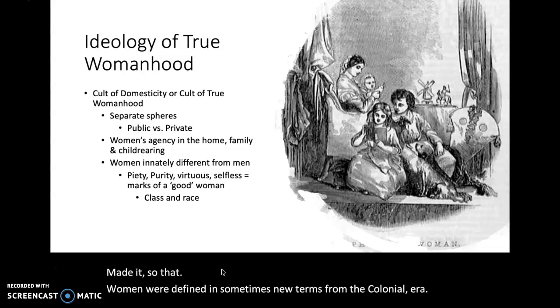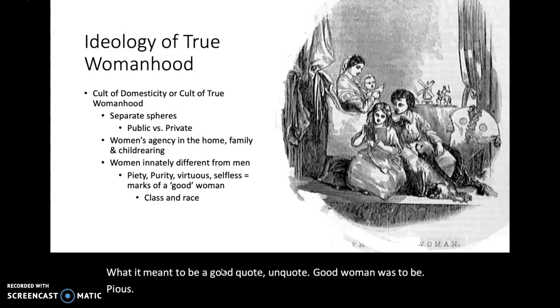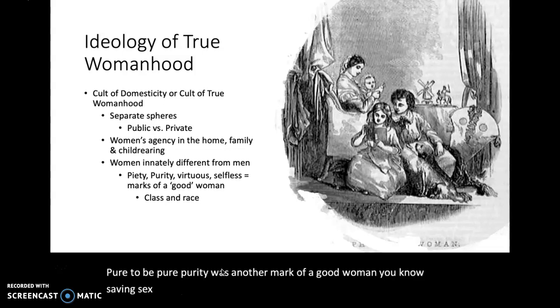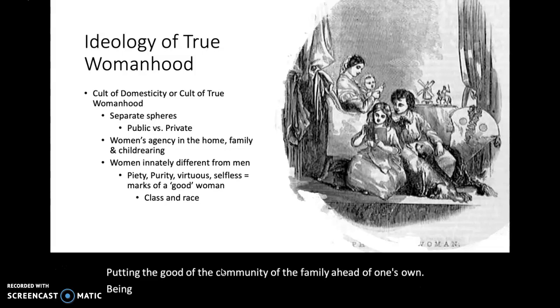What it meant to be a good, quote unquote, good woman was to be pious, to be very Protestant Christian, follow the Bible, be the moral compass to the family. To be pure. Purity was another mark of a good woman, saving sex till marriage, not being overly sexual, being virtuous, putting the good of the community, of the family, ahead of one's own, being selfless, right? These are all marks of what a good woman was in the Victorian antebellum era.